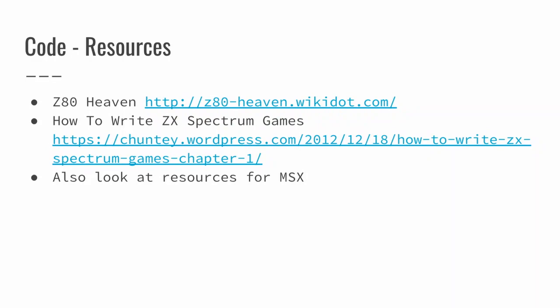And some resources quickly. Z80 Heaven is a great one for looking up Z80 code in general. There's a series of tutorials called How to Write ZX Spectrum Games, which goes from the very basic. If you've got no knowledge of Z80, this is a good one to follow all the way through to actually writing a game. Also, look at resources for other computers that had a Z80, like MSX computers. There's lots of resources out there for MSX. Obviously, we can't share the graphics routines, but a lot of the algorithms are very similar. That's a good place to look.